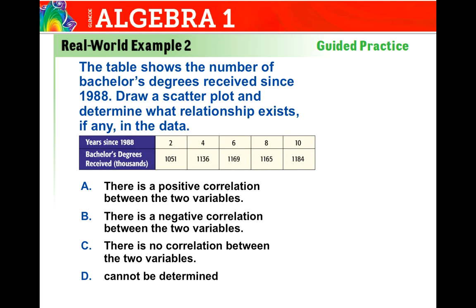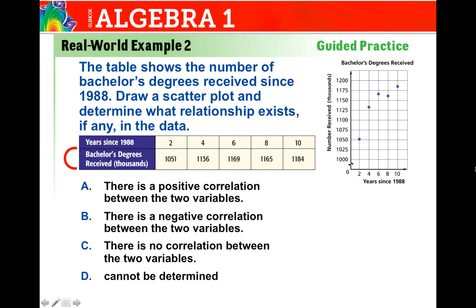Here we have a table that shows the number of bachelor's degrees received since 1988. We want to draw a scatter plot and determine what relationships exist, if any. Remembering years are always going to be on your x-axis, and then the degrees received would be your y-axis or dependent. If need be, because of our values, we can use a number break on our vertical axis.